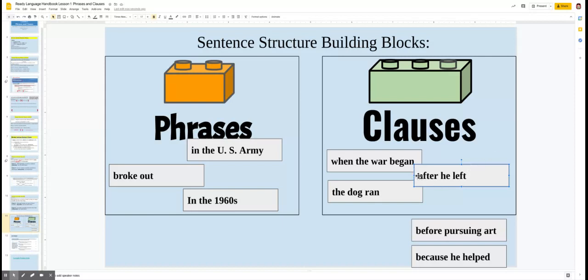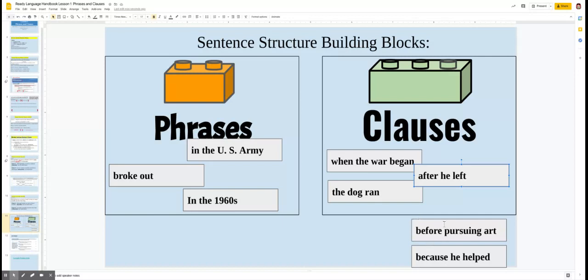Can I capitalize this A and put a period after left and the sentence makes sense? After he left. No, you can't. That's right. Good job. It's going to be a dependent clause. It needs some help. It cannot hang out all by itself. It's going to need somebody else to let us know what happened after he left.